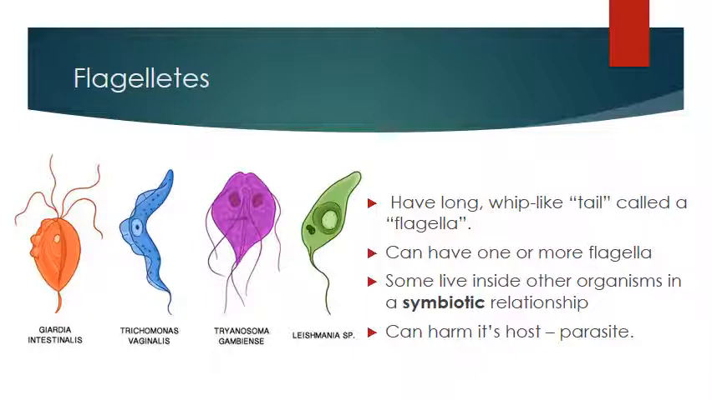Some of these protozoans live inside the bodies of other organisms. For example, one type of flagellate lives in the intestines of termites. There, they help digest the wood that the termites eat, producing sugars for themselves and for the termites. So, in turn, the termites actually protect the protozoans.